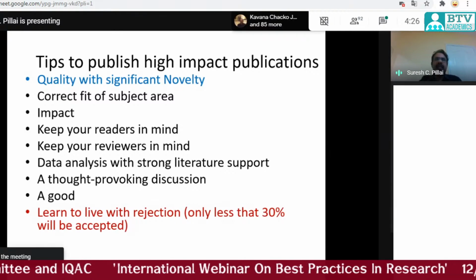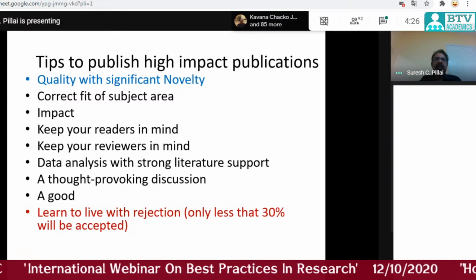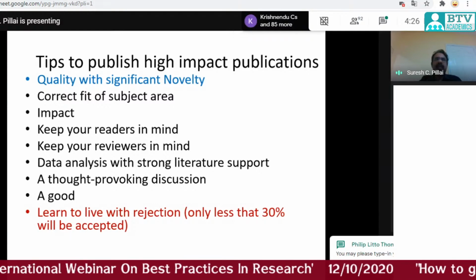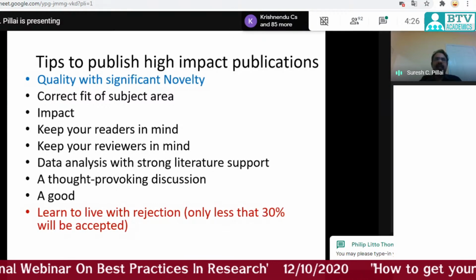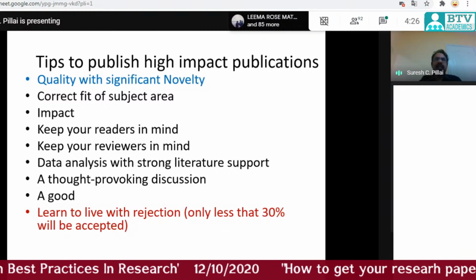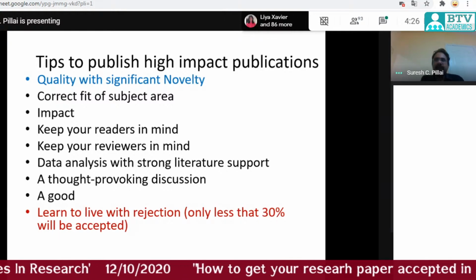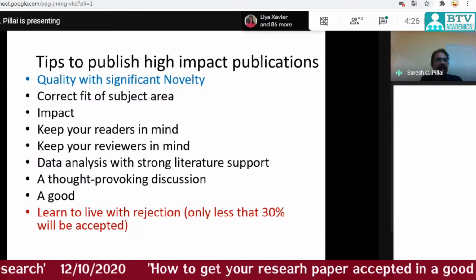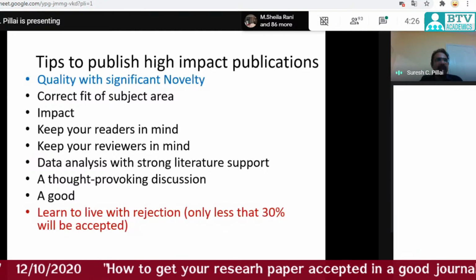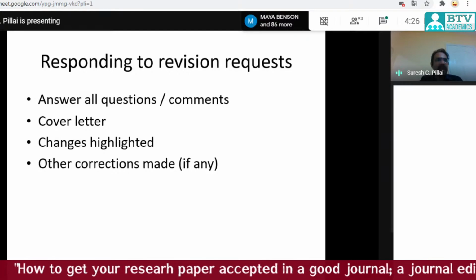Less than 30% of the papers will be accepted in many journals, but in some journals the rejection is much higher, 95%. Only 5% of the papers will be accepted. So don't worry about the rejection. You submit to another journal, and every time after getting the reviewer feedback, the paper can be improved. So don't be shy to send it to a journal.